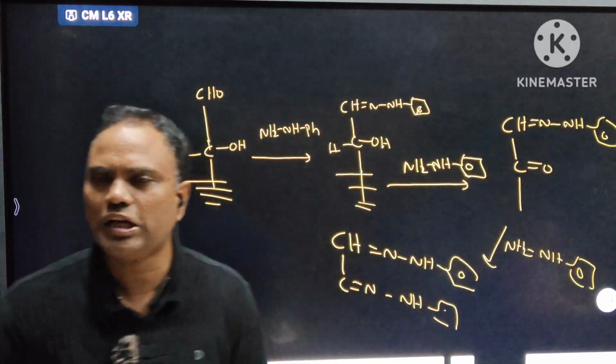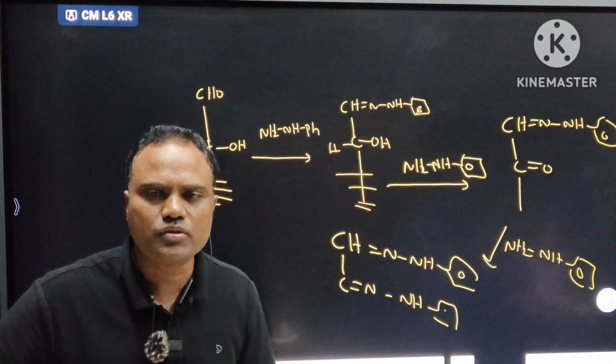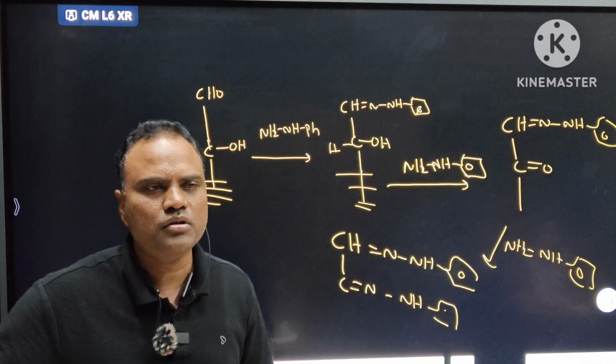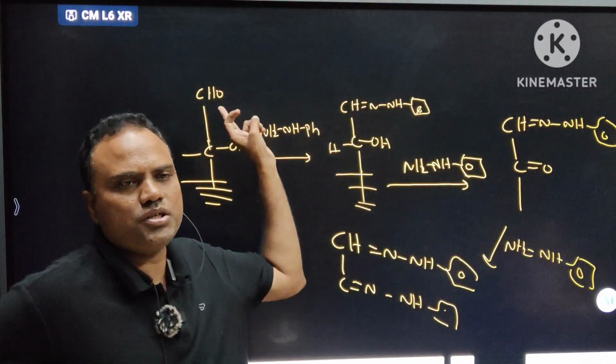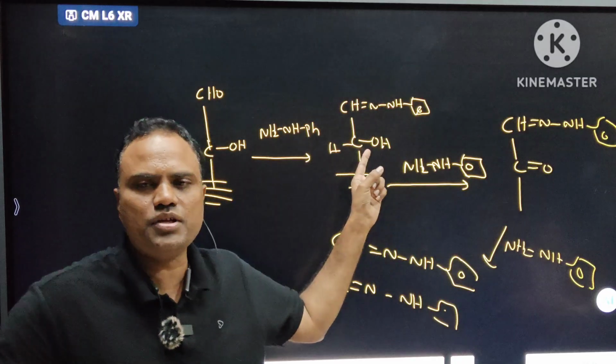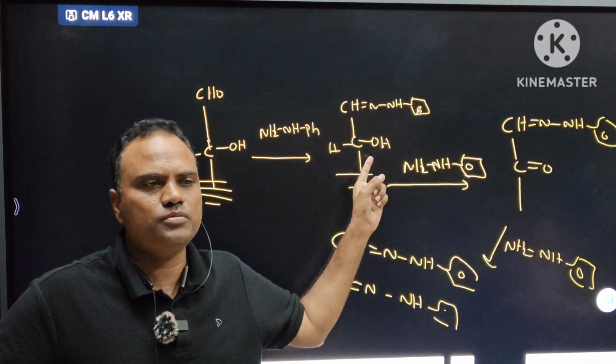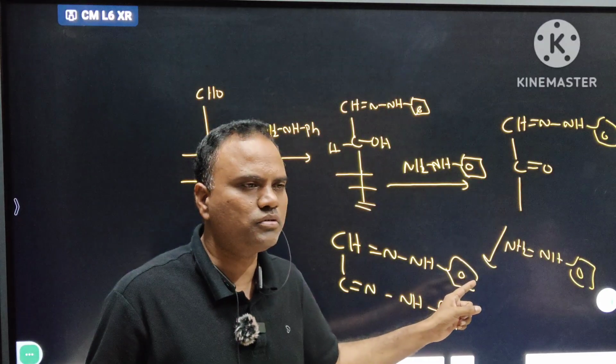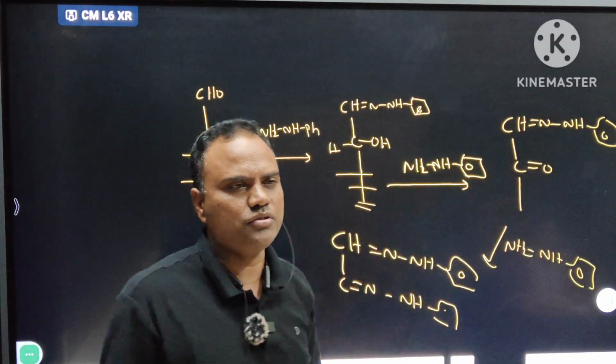How many moles of phenylhydrazine react with 1 mole of glucose? 3 moles. What is the use of the first mole? The first mole reacts with CHO. The second mole is used to oxidize the OH group; a secondary alcohol is there. The third mole is used to react with the ketone.